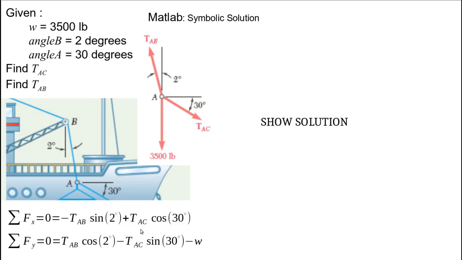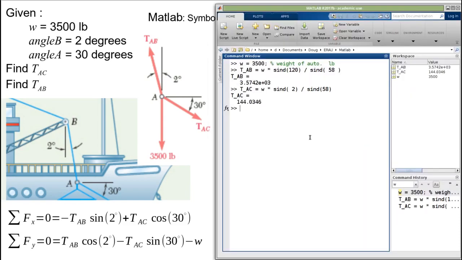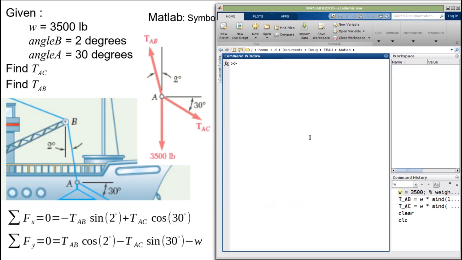We'll rewrite those over here, and I'll show another capability that Matlab has for solving systems. So let's start over by hitting clear, and clear console. So we start clear all over again. But I'll still say W equals 3,500 pounds, and a semicolon because I don't need to see it.